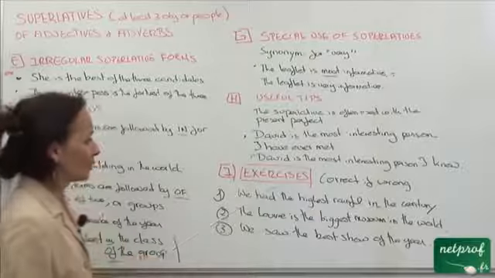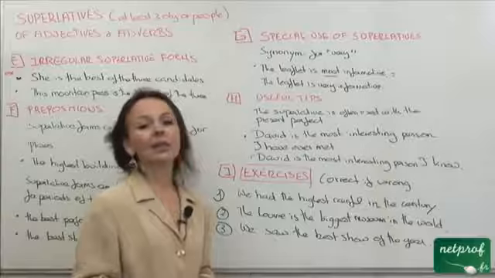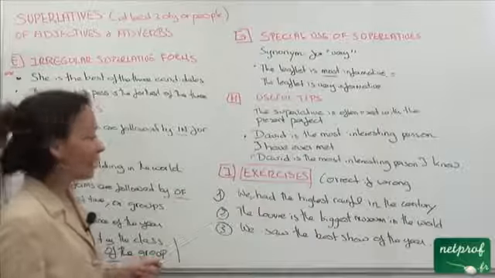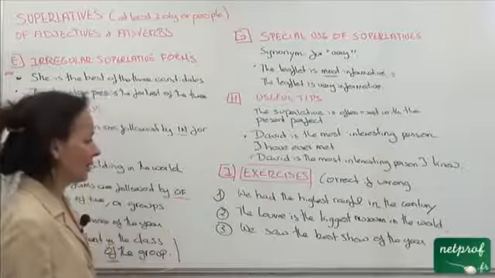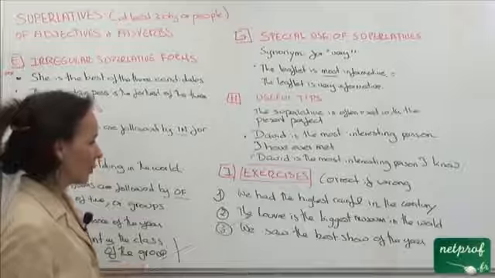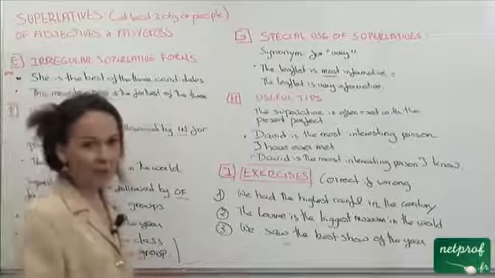Now we're going to look at a few exercises and I'm going to ask you to correct if necessary. So the first one, we had the highest rainfall in the century. The second, the Louvre is the biggest museum in the world. And we saw the best show of the year.